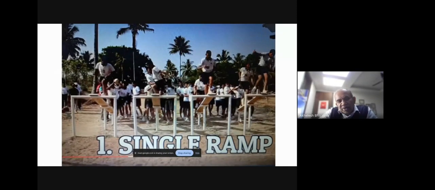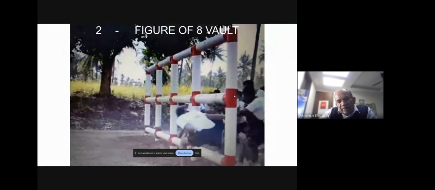Okay, can you everybody see the first obstacle? Yes, sir, it is visible. Okay, very good. I thought with such a big group it would be difficult. So this is the ramp. This is the figure of 8. The 4 figure 8s are for the 4 groups.